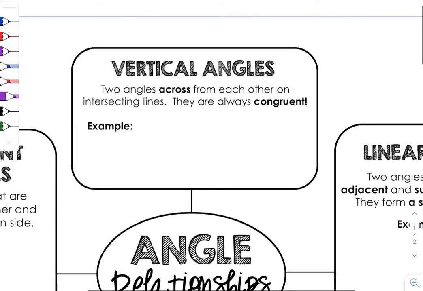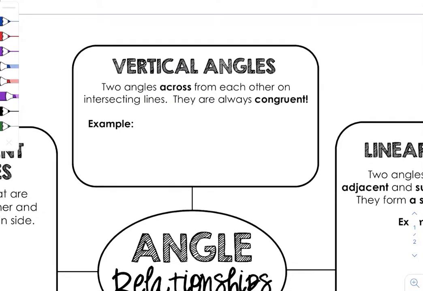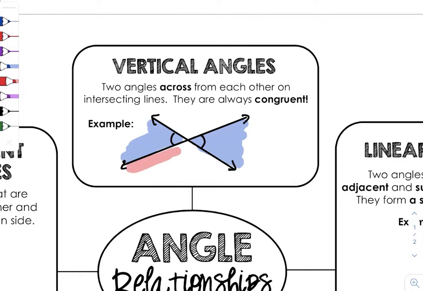that's one example. Vertical angles are two angles across from each other on intersecting lines. They are always congruent. So if you have two intersecting lines, we got one line and then another line. Vertical angles are across from each other. So this blue one would be vertical angles with this blue one. Right, and they would be congruent. To show two angles are congruent, which means they have the same angle measure, we put arcs. So since the blue angles each have one arc, that means they are congruent to each other.